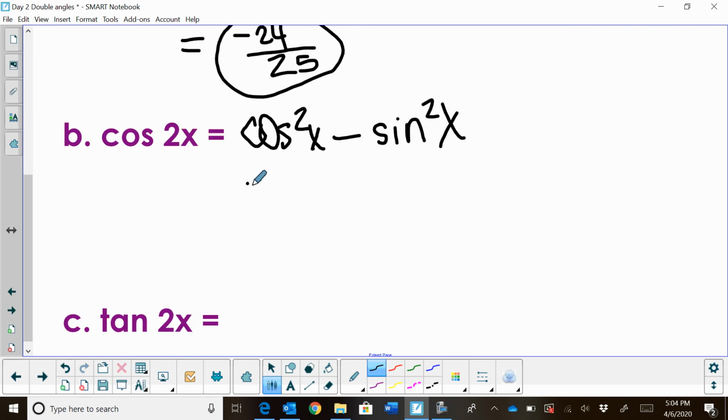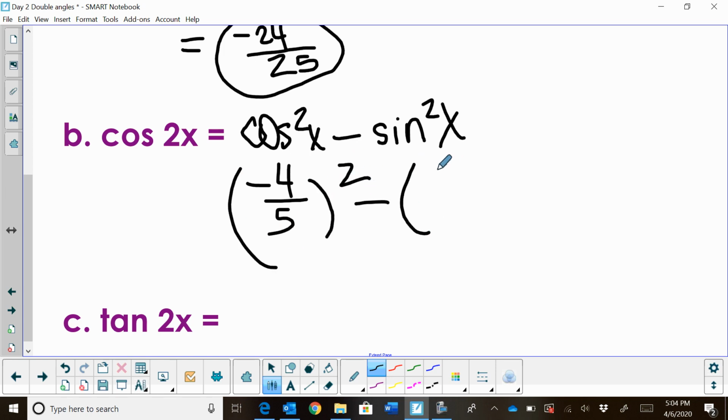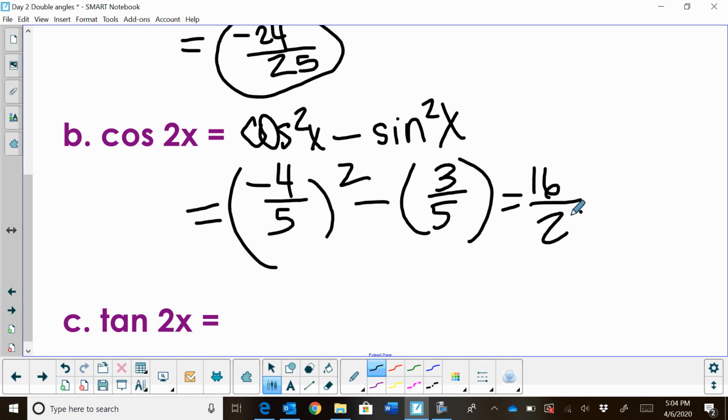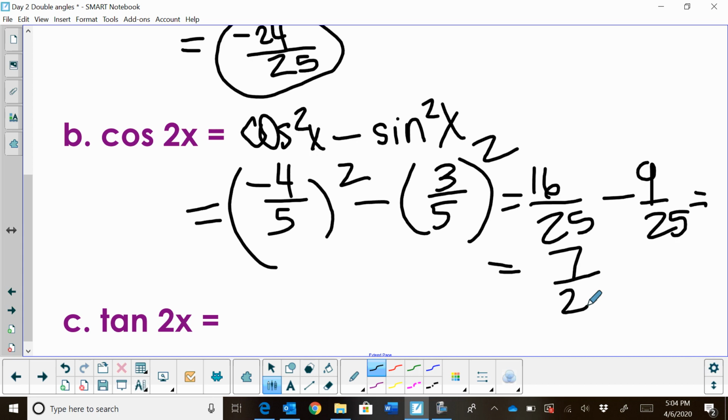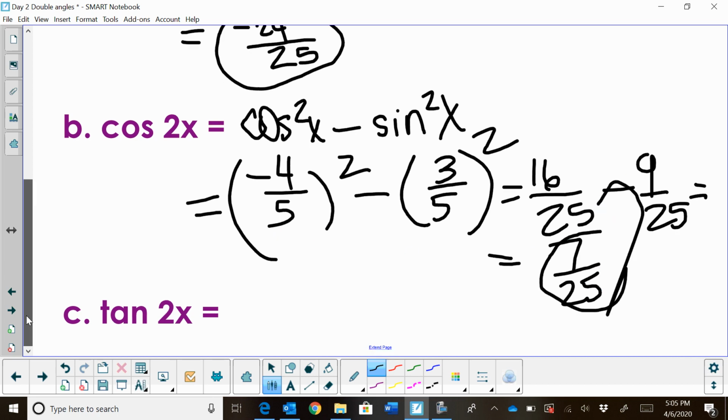So our cosine was negative 4/5. I'm going to take that and I'm going to square it. And I'm going to subtract from it the sine, which was given as 3/5. Now, when we calculate this, that's going to give us 16/25 minus 9. Whoops, I forgot my squared there. Minus 9/25. And that's going to give us 16 minus 9 is what? 7/25. And there is our final answer. Okay, there's our second value.